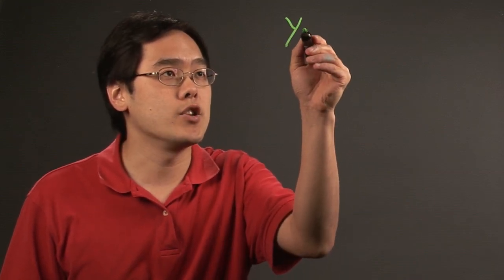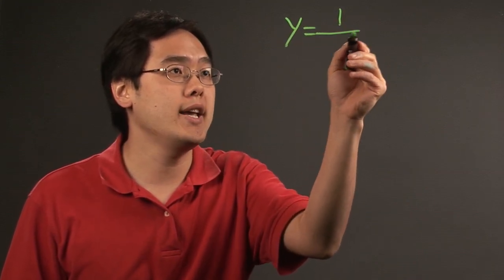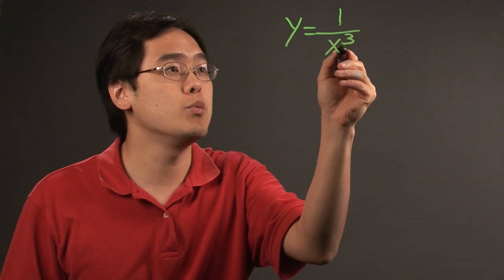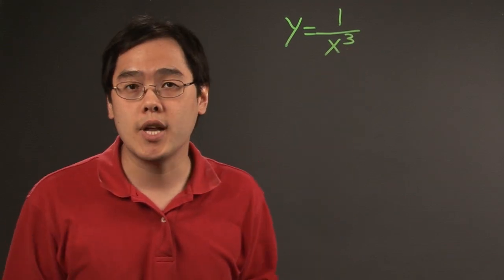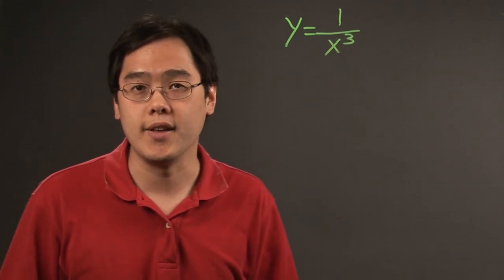Now, when it comes to rational functions and their inverses, you find the inverses the same way you would find the inverse of any function. So let's do an example, and we'll go from there. For example, if you have a rational function of the form y equals 1 over x cubed, you want to just follow the steps that you normally would to find the inverse of that function.